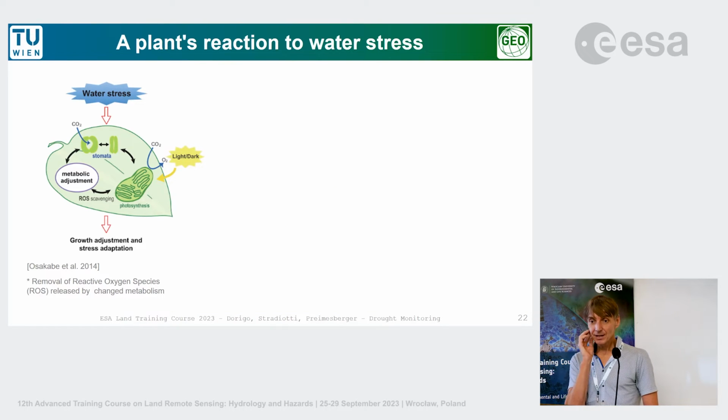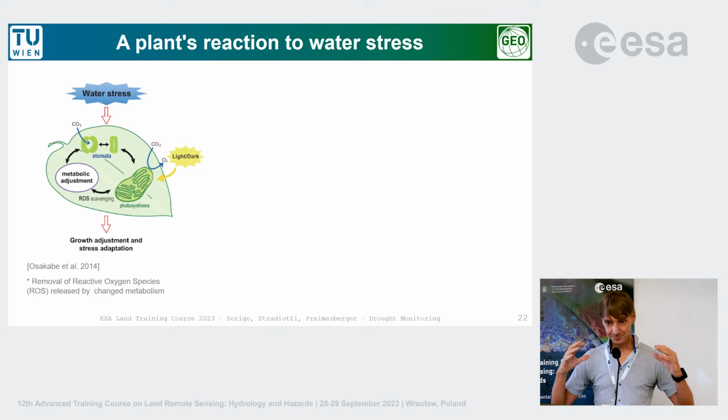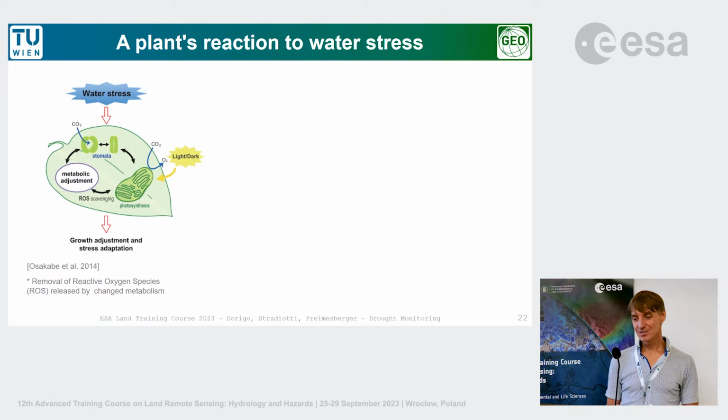So very shortly, in a nutshell, a reaction of plants to water stress. If you have water stress, the plant itself can adapt to it. If there's not sufficient water, the plant can reduce its engine, so it reduces photosynthesis. Who knows about plant physiology? I know, of course you do. I'm not a biologist or ecologist, so I'm just explaining this from an Earth observation perspective.